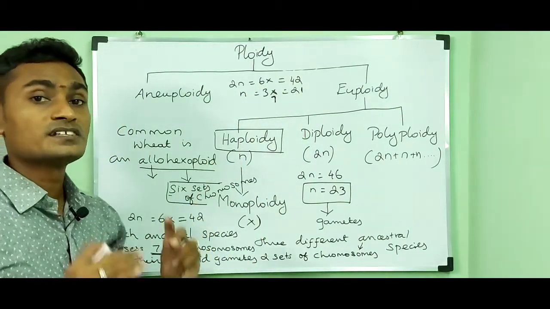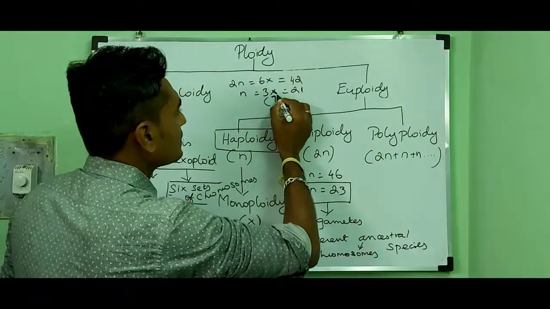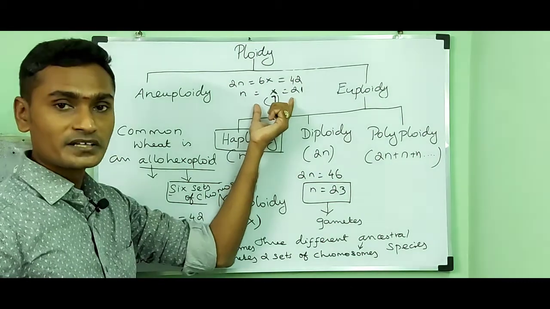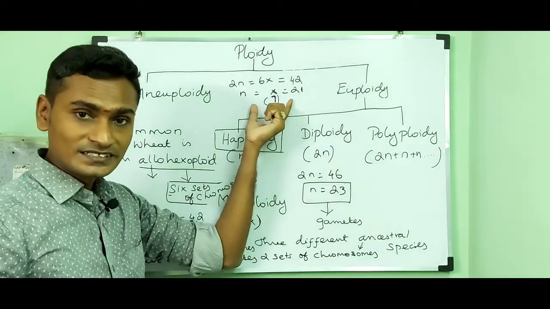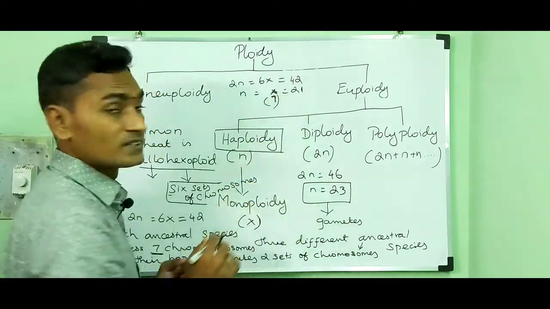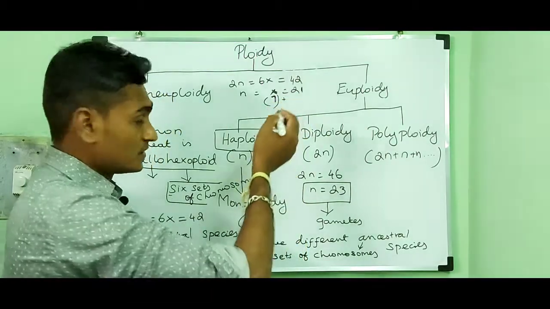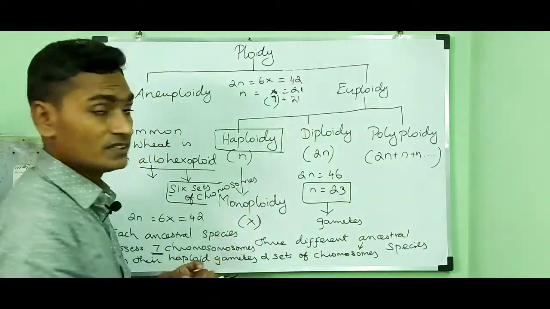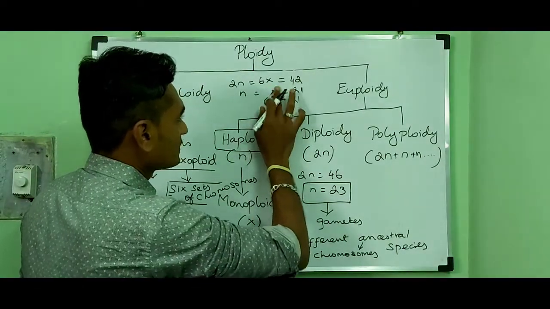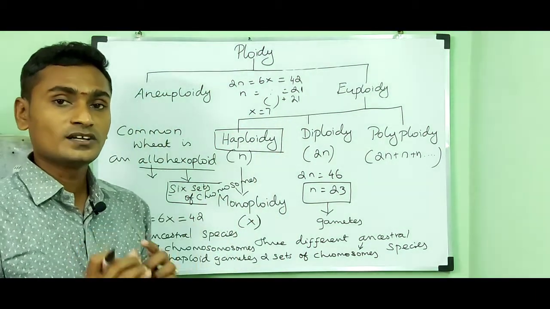Then what is monoploidy? Monoploidy means x is equal to 7. If it is diploid, it contains 14. If it is triploid, it contains 21. So monoploidy means x is equal to 7, and that is called monoploidy.